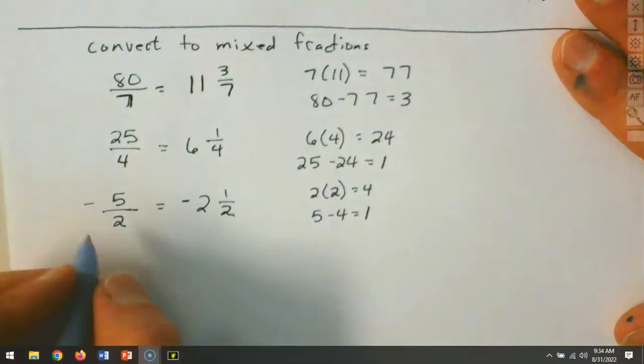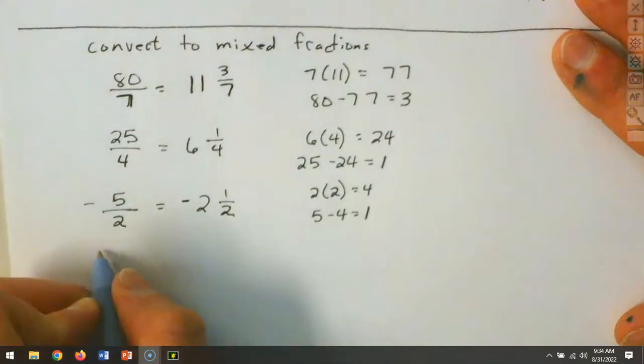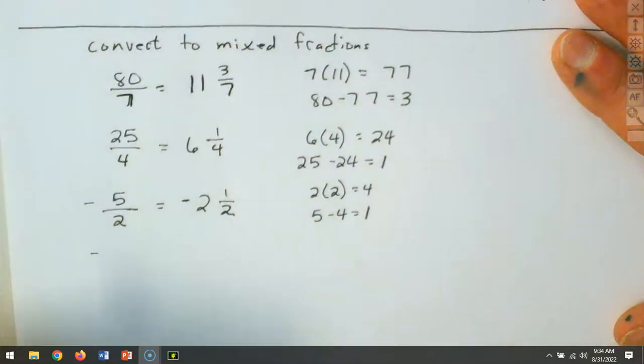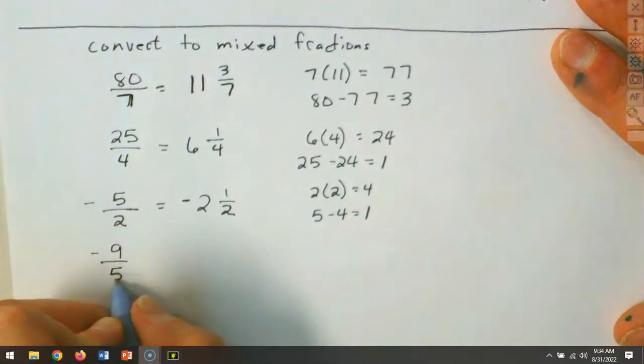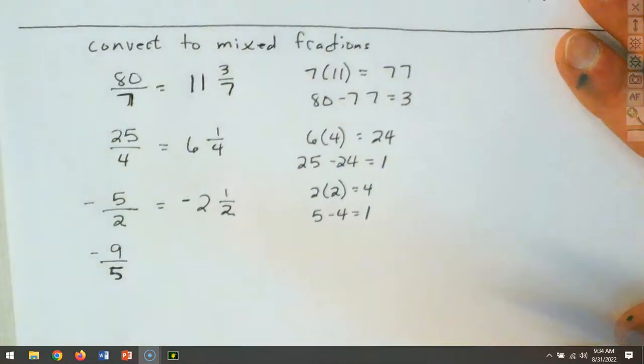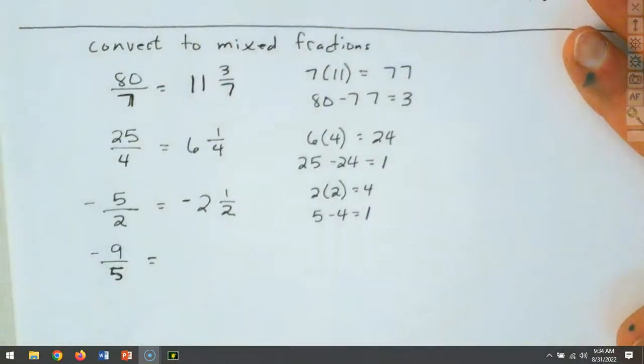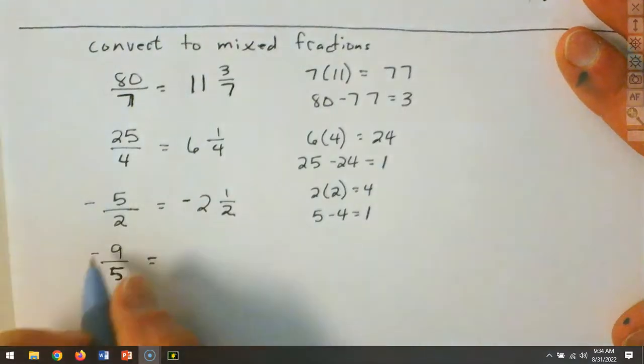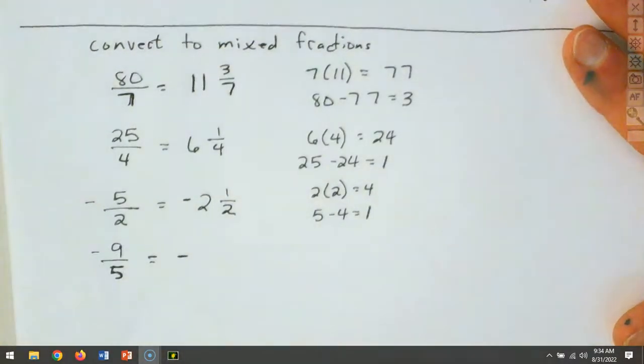One more just to make sure before we move on here. How about minus 9/5? What would minus 9/5 be? I'll let you work that out. See, what's my sign going to be? Positive or negative? Negative. Okay, and what number's going out in front?